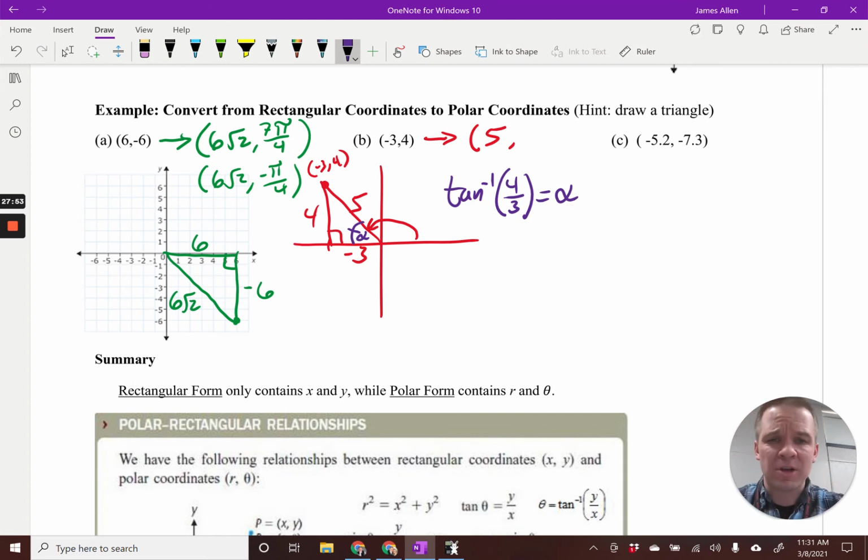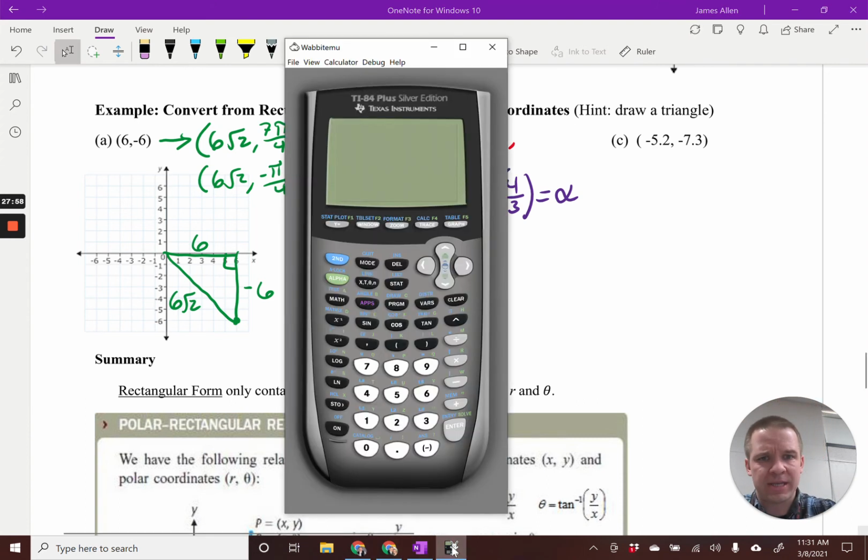Now, you might be saying, hey, Mr. Allen, why did you do positive 3? Now, you could do negative or positive 3. My reason for doing positive 3 is because I want to get my reference angle. That's going to be easier for me to work with. So if I do second tangent of 4 over 3, hit enter, I get 0.927 radians.